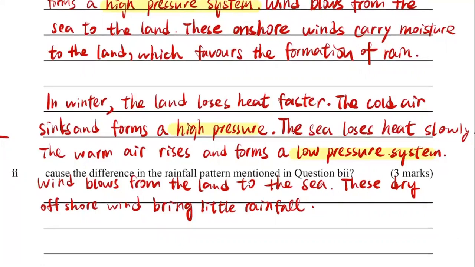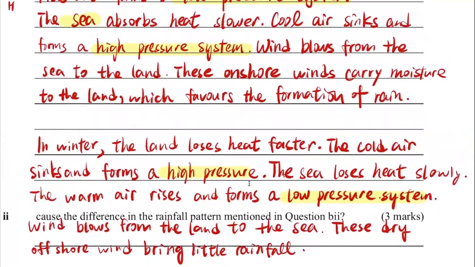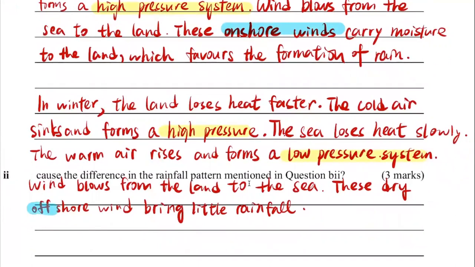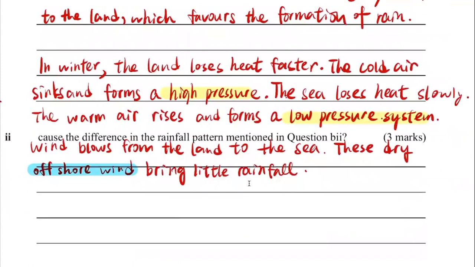There are some keywords that we have to know. First of all, onshore wind. Onshore wind. And another one is offshore wind. We should use these geographical terms when we are answering the question. So the last question.